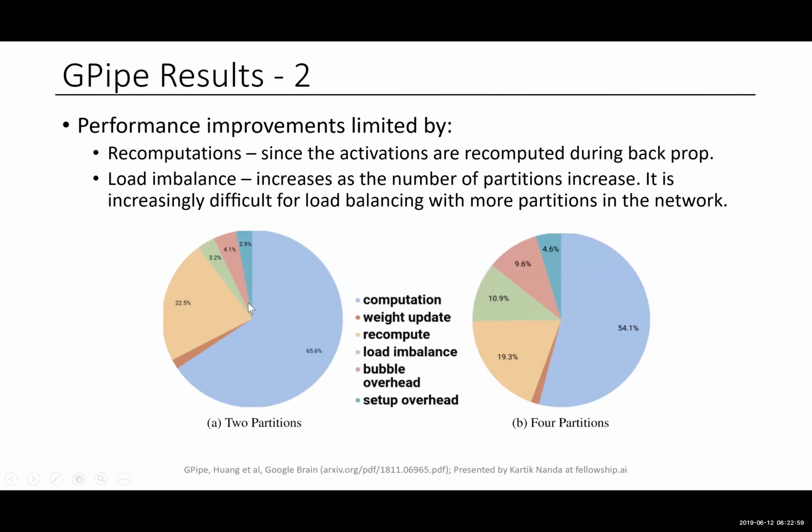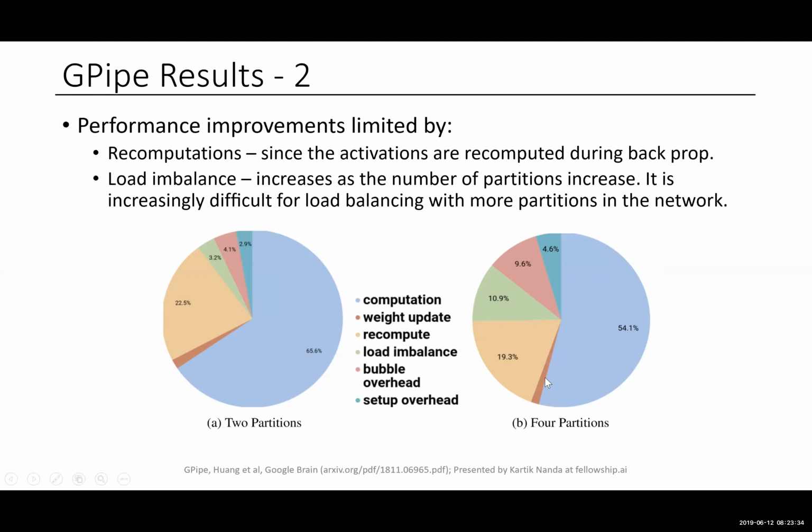So this talks a little bit about overheads. You've got the light blue, the 65.6, which is the actual computation, and this is the useful work that is being done. The mustard color here, the 22.5, is the recompute. So this is the forward activation recomputation, and that is a significant portion of the overall compute time. Now, this is required to reduce the memory requirements, to reduce the memory load.